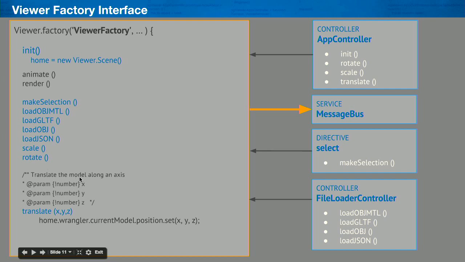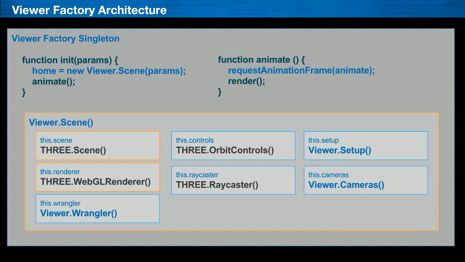Notice also on the bottom I have a translate function with a couple annotations on it. So whenever you manipulate that range slider in the toolbar controller, what it's actually doing is calling this viewerFactory.translate function, passing in 3 numbers, and then we're setting the position on the current model. That's how you bridge from the actual input sliders into the 3D environment and get a reaction. Let's talk about the viewer factory architecture. So it's a singleton, obviously. We have an init function to start the 3D scene, and we also have an animate function.